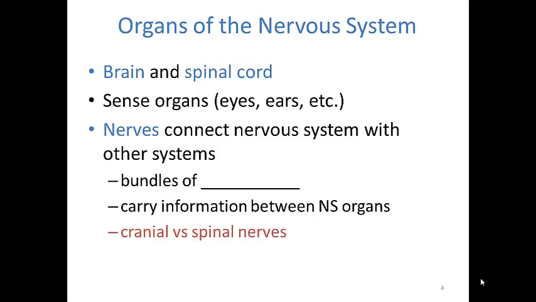There are two main types of nerves we find in the human body. Cranial nerves are named for the fact that they're attached to the brain, whereas spinal nerves are named for the fact that they're attached to the spinal cord.